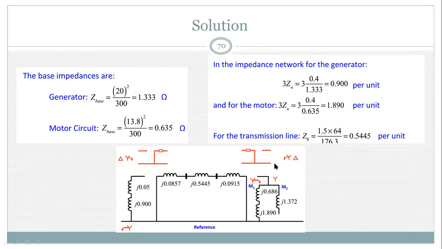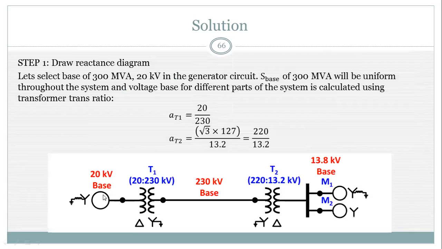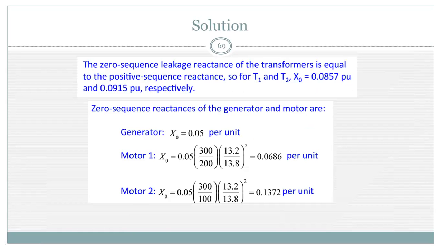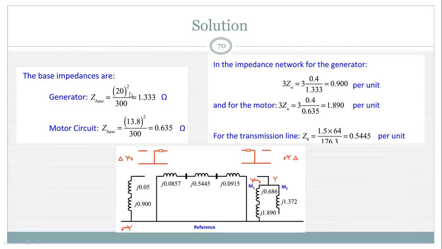And we can easily calculate the base value. The equation is kilovolt squared divided by megavolt ampere. For the generator circuit, the base voltage is 20 kilovolt. This is the new base voltage. So the base impedance is kilovolt squared divided by megavolt ampere, which is 20 squared divided by 300, that is 1.333 ohm. This is the base impedance at the generator circuit.